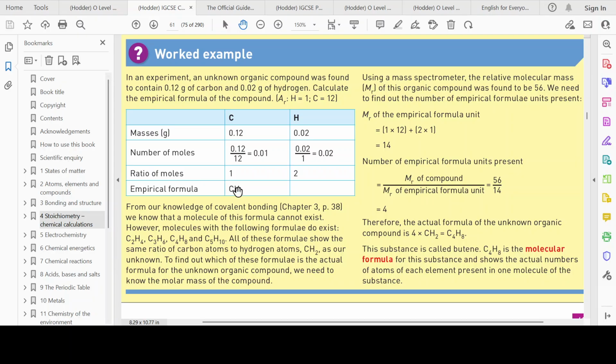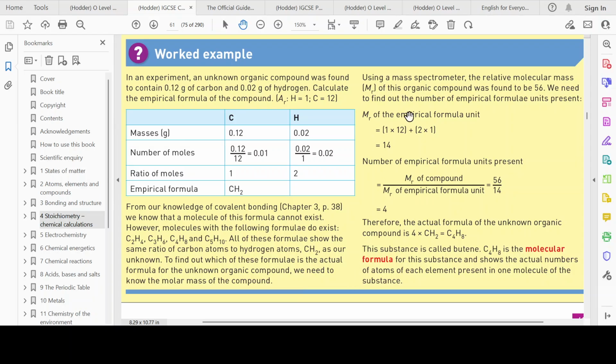So what this means is that the CH2, because it's showing the ratio only, could be any one of these. So all of these formulas show the same ratio of carbon to hydrogen atoms, CH2, as what we've concluded based on the information we had. And so we take the calculation further. To find out which of these formulas is the actual formula for the unknown organic compound, we need to know the molar mass of the compound.